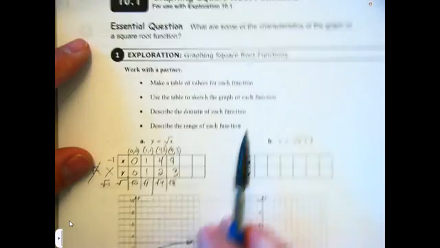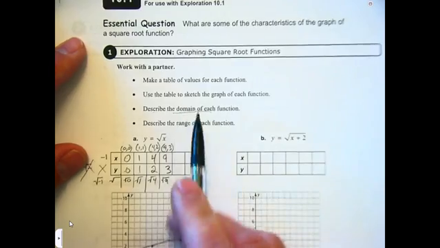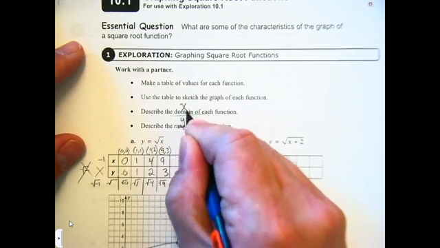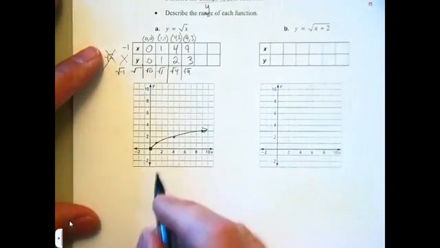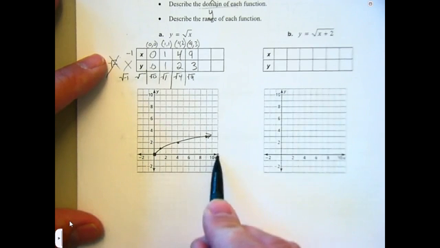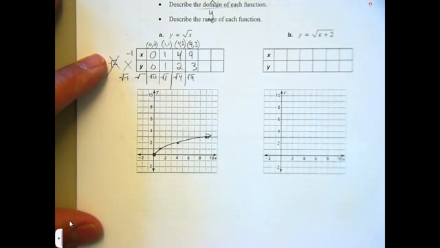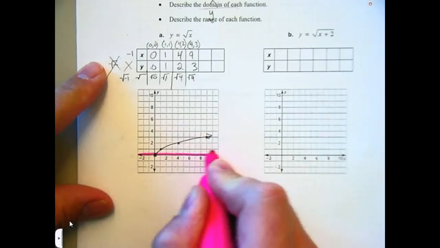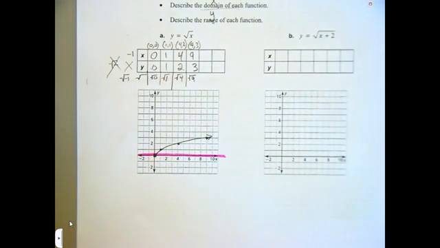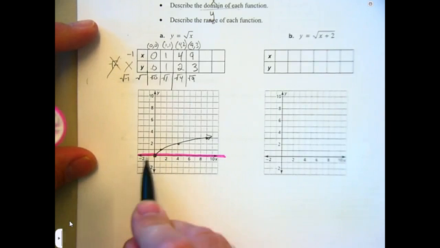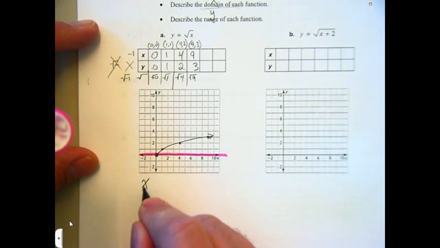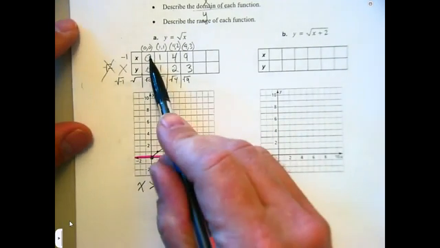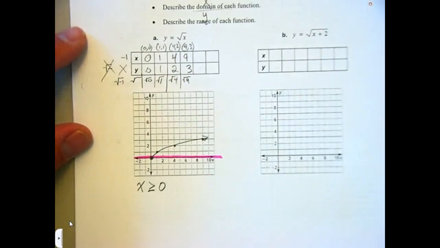Okay? When we are describing the domain, remember domain stands for x and range is y. When I'm describing the domain, I am saying where does it exist using the x-axis as my measuring stick. So where does this graph begin to exist in relation to the x-axis? At 0. And from there, is it increasing up the x-axis or decreasing? Increasing. So x is greater than 0. Can it be equal to 0? Looking at our table, yeah, 0 worked. Okay? It could be equal to. That's our domain.